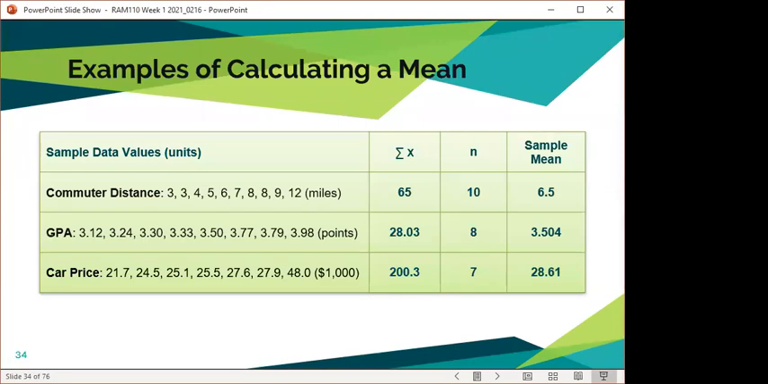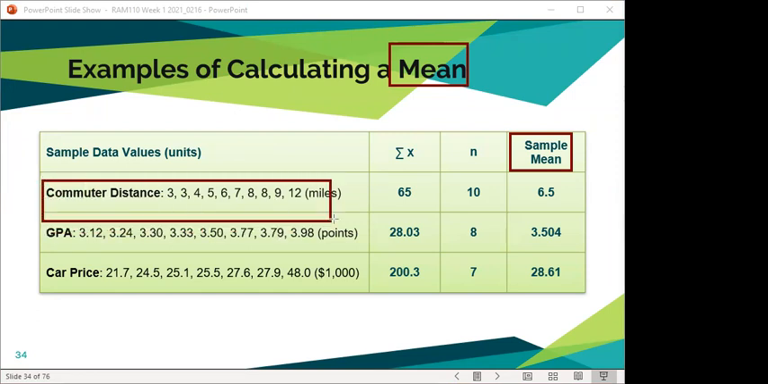All right, examples of first calculating a mean. So let me just stress, we're calculating a mean. So sample mean, I use sample data. I know we just talked about median, but this first example is mean. So we've got some commuter distance data in miles.